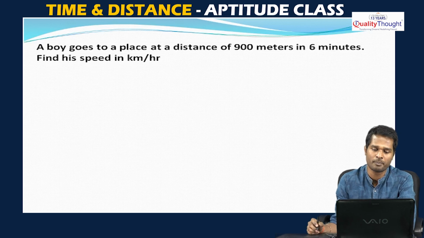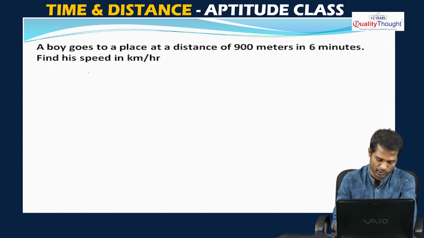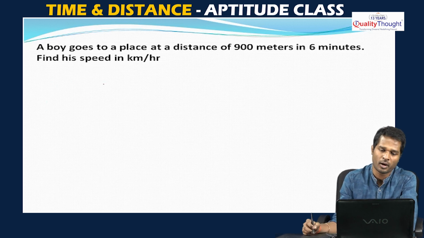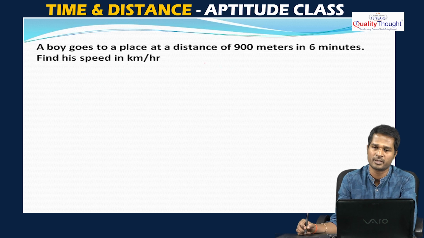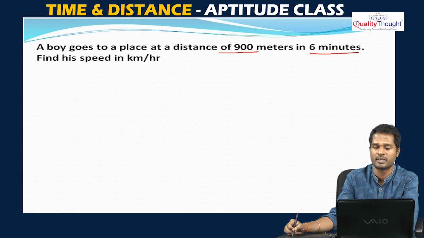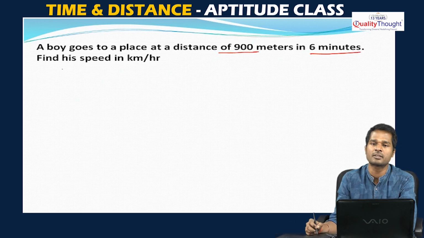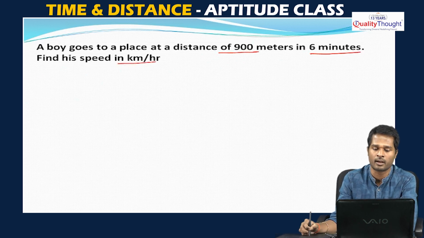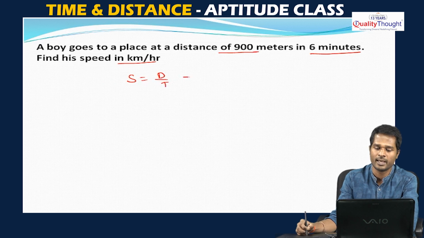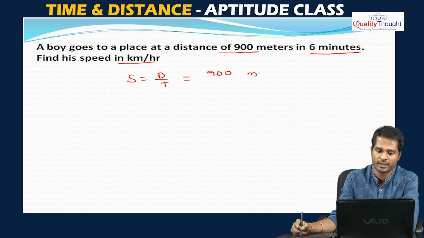A boy goes to a place at a distance of 900 meters in 6 minutes. Find his speed in kilometers per hour. So the distance and time are given, and he is asking us to find the speed in kilometers per hour. See what it is, s is equal to d by t. So distance is 900 meters by time, which he has given as 6 minutes.